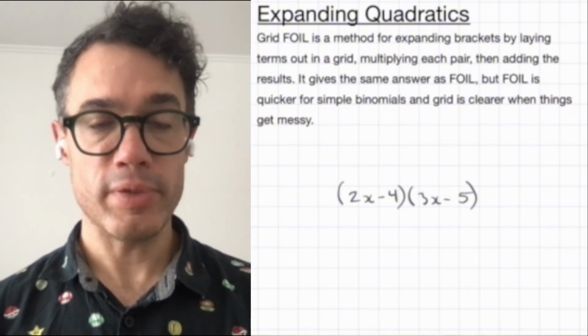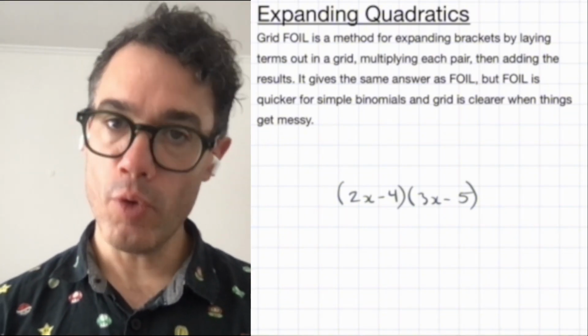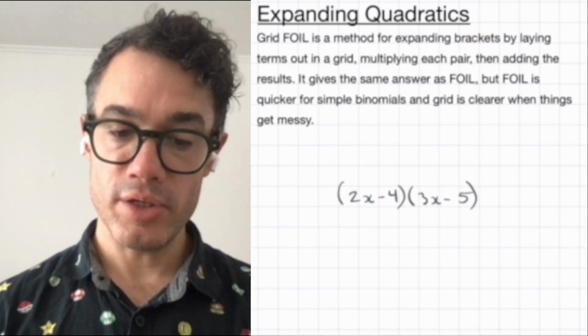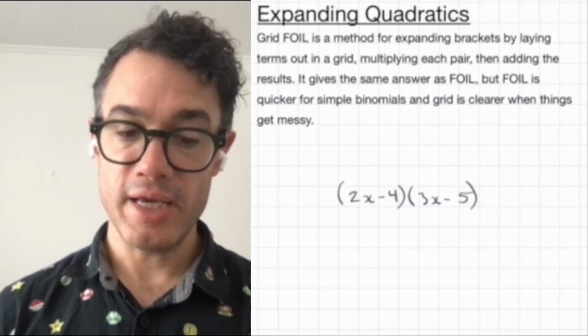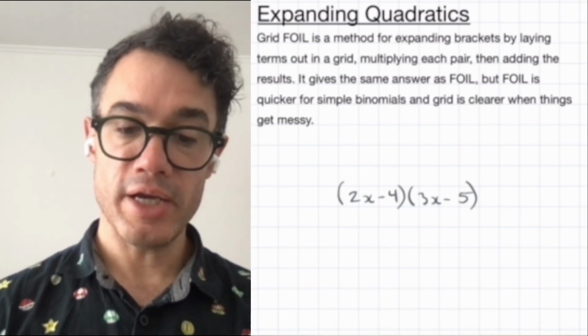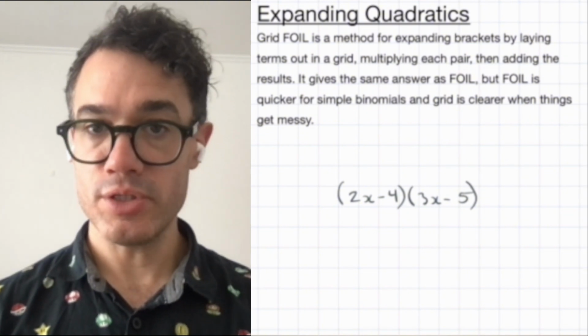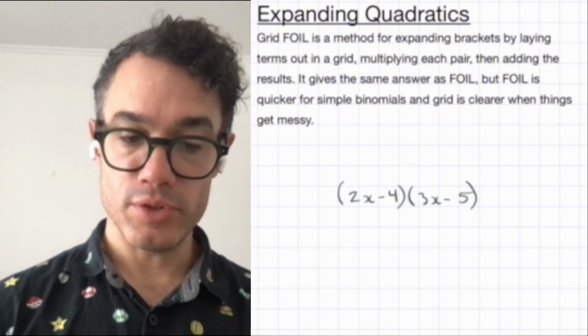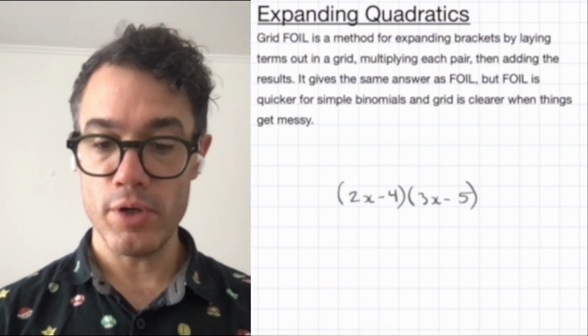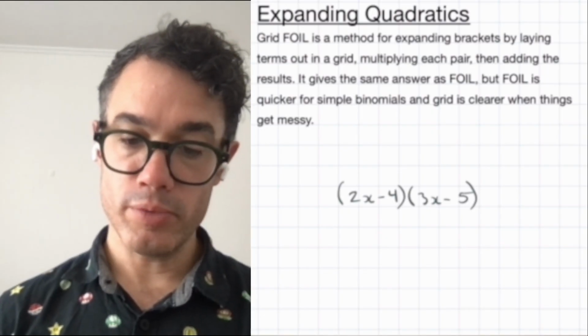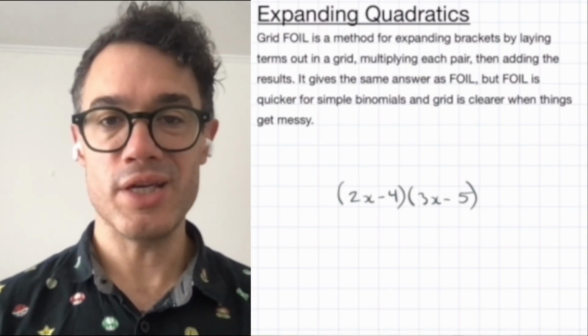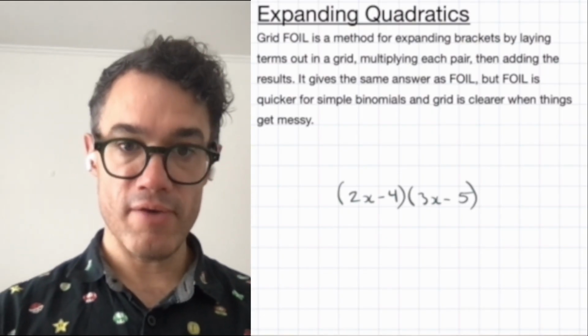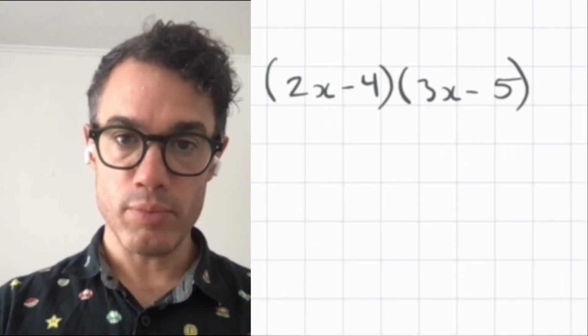Let's talk about expanding quadratics again. Yet this time we're going to talk about the grid method, in contrast to the FOIL method we talked about last time. The grid method is for expanding brackets by laying out terms in a grid, multiplying each pair of expressions in the binomial, and then adding the results. It gives the same answer as FOIL. FOIL is quicker for simpler binomials. The grid method is more clear when things get a bit messy, like this example we have here. Get into our example we have here.